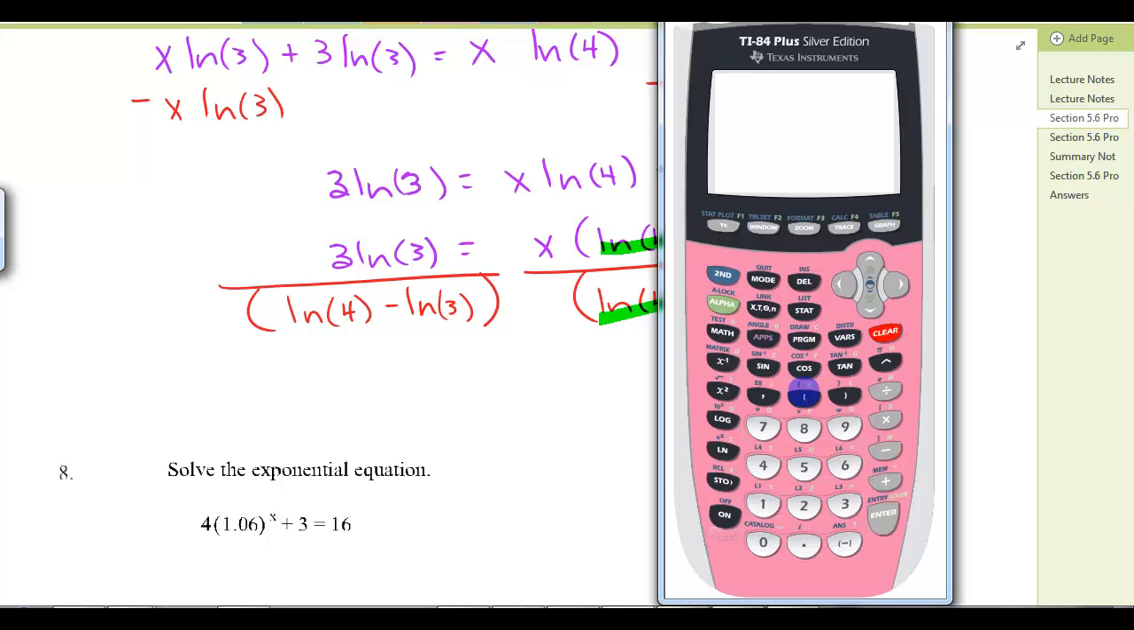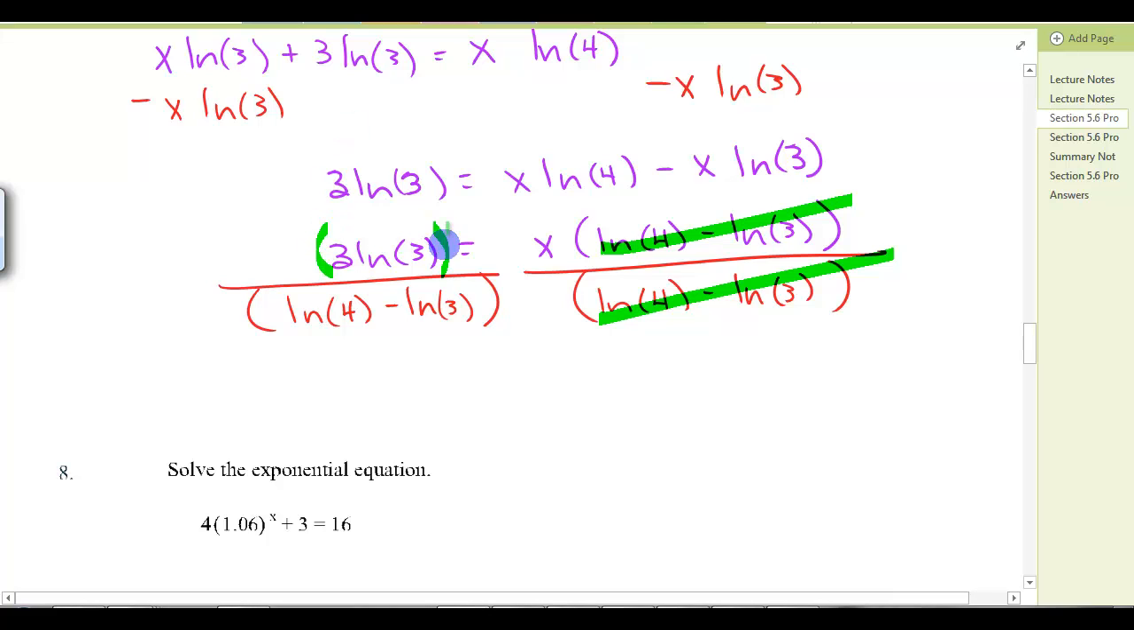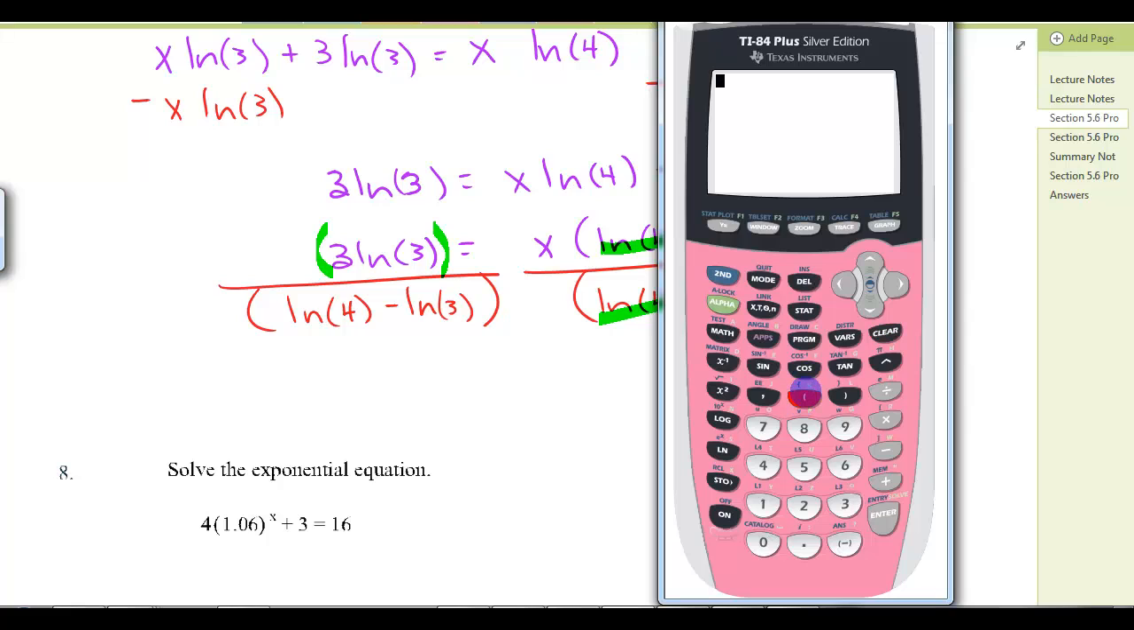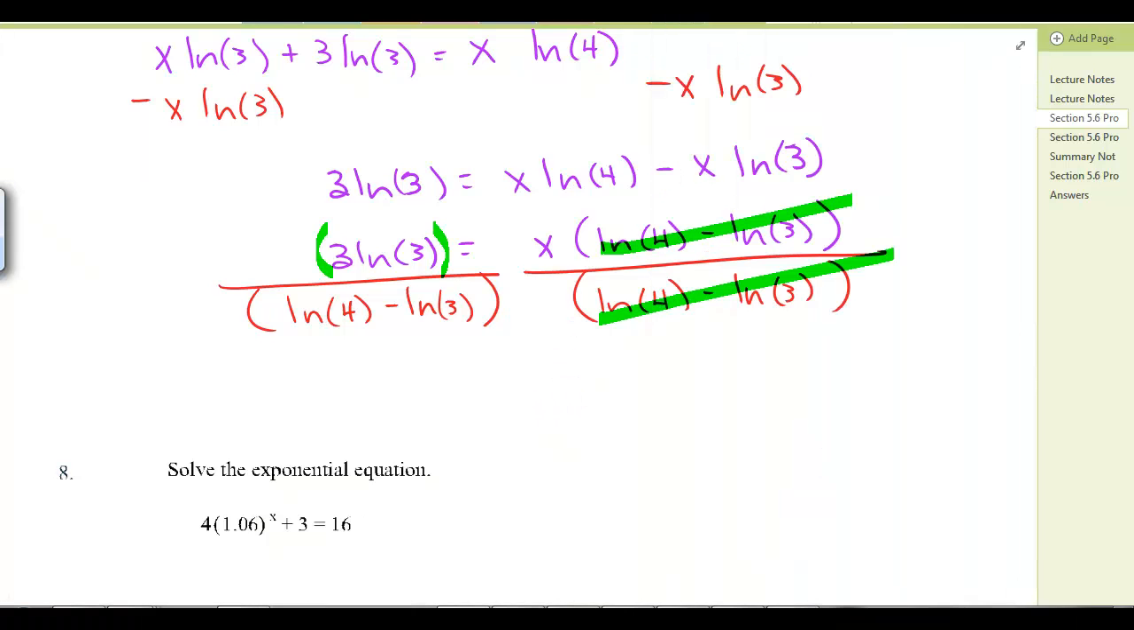On the top, let's go ahead and put this in a set of parentheses as well, just to make sure that we're good. So we're going to have a parentheses, 3 ln 3, close, close, divided by, so see I had a parentheses around the whole top, parentheses on the bottom, ln 4 minus ln 3, close, close. I think that I've got it all. And 11.457 is what we get. Yeah, we're good. So we have x is approximately 11.457.